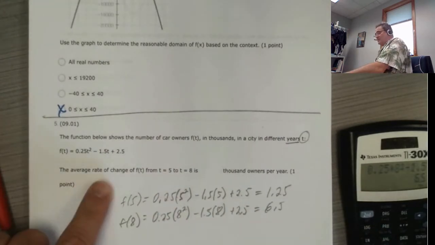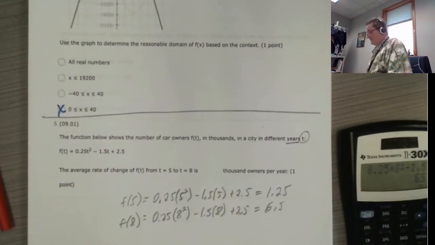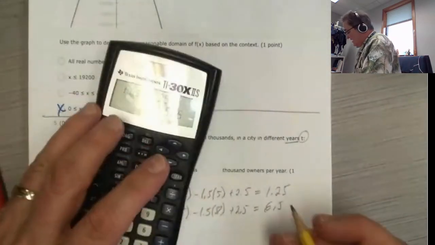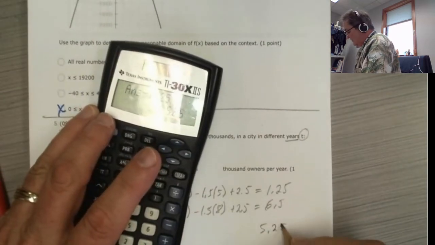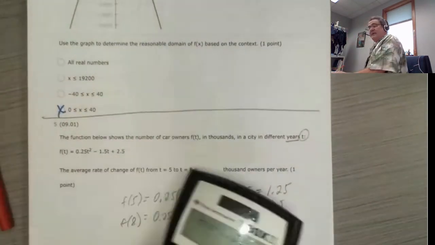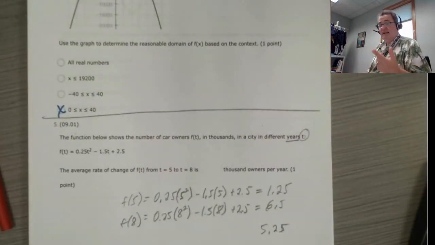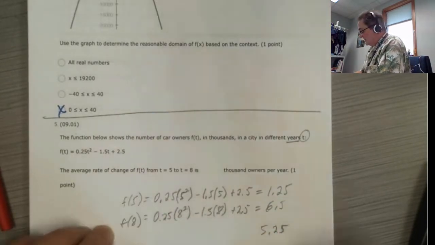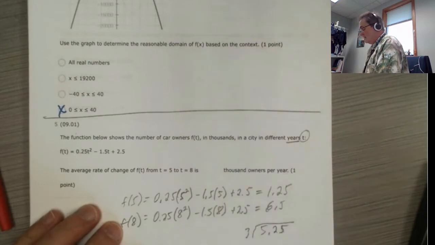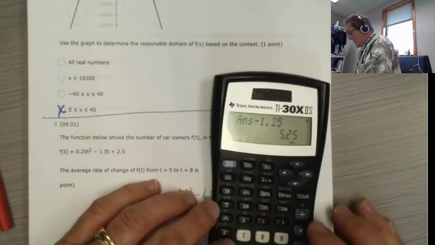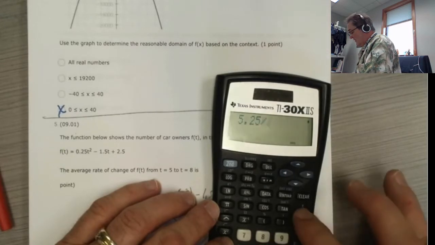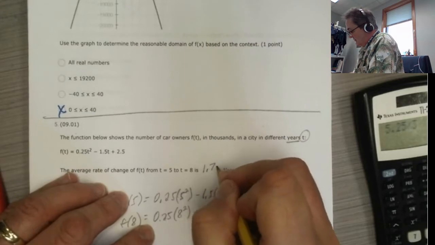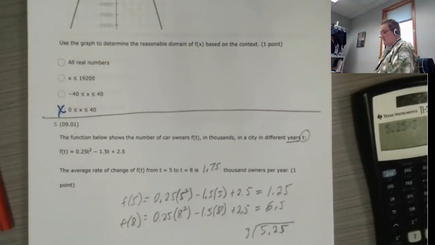So let's find the average rate of change. Well, how much did it change? 6.5 minus 1.25. It changed 5.25. That was how much it changed. But it didn't do that in 1 year. It did that over 3 years, from year 5 to year 8. So for the average rate of change, we have to divide that by 3 to find out what the average is per year. 5.25 divided by 3 is 1.75. 1.75 thousand owners per year.